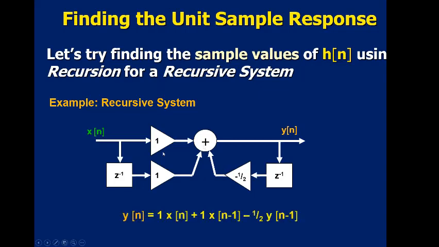So the difference equation here is 1 times x of n. Here's my x of n minus 1 multiplied by 1. And I'm going to subtract off 1/2 of y of n minus 1. So definitely recursive. It's still linear. It's still shift invariant. It's still causal. It's still dynamic. Now let's have a look at what its unit sample sequence looks like.